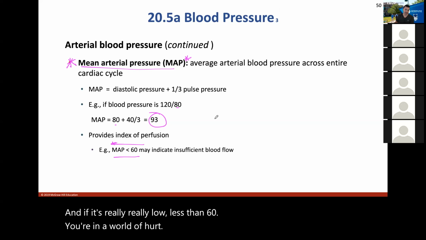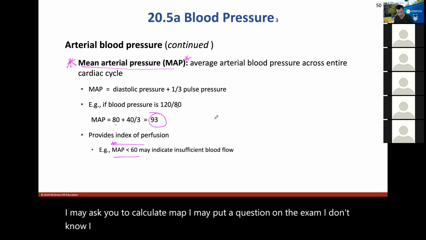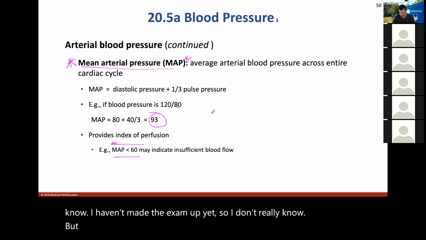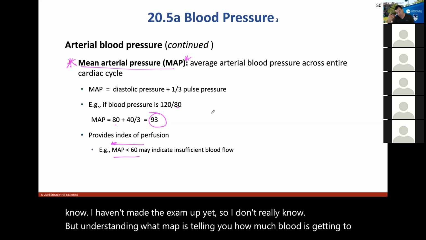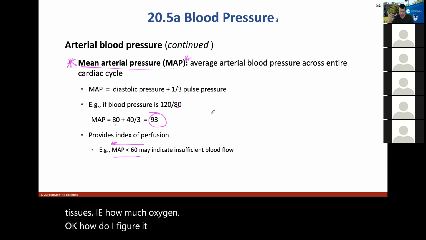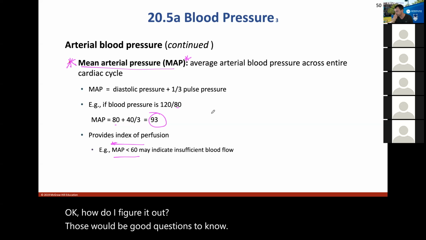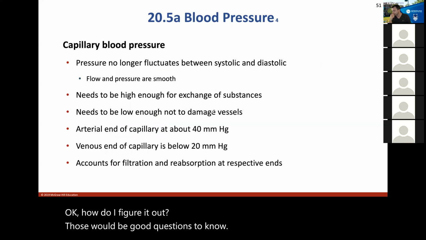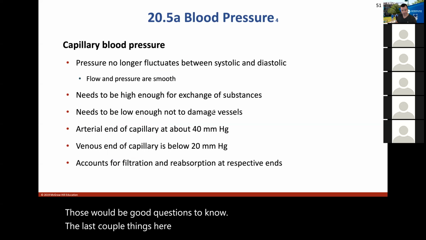I may ask you to calculate MAP. I may put a question on the exam. I don't know. I haven't made the exam up yet, so I don't really know. Okay? But understanding what MAP is, telling you how much blood is getting to tissues, i.e. how much oxygen. Okay, how do I figure it out? Those would be good questions to know. The last couple things here, guys, and then we'll stop for the day.